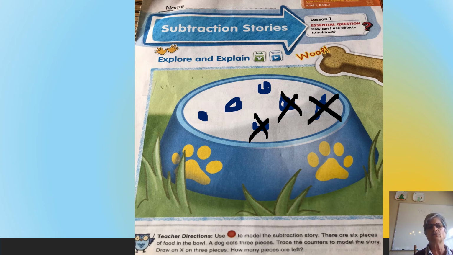We're going to count the pieces that are not crossed out. Let's count with me. 1, 2, 3. He did not eat 3 pieces, so 3 is your answer. We started with 6. He ate 3, and we have 3 left over. Now let's go to the very last page.